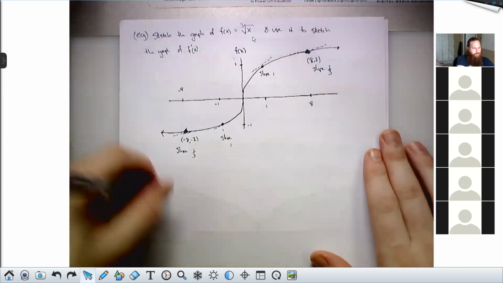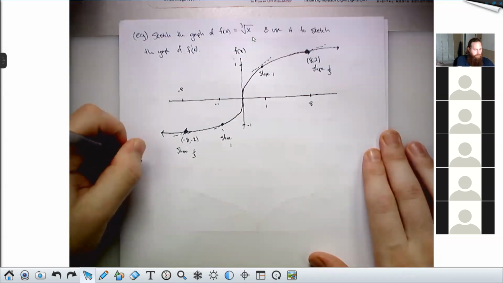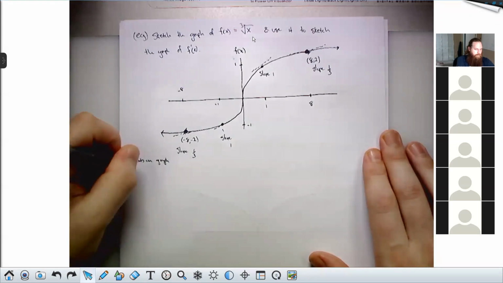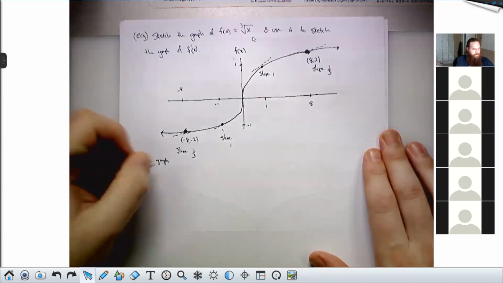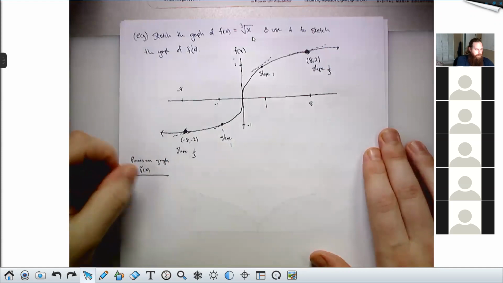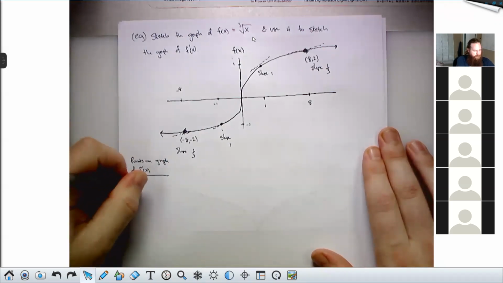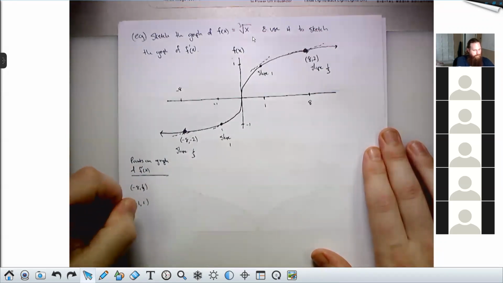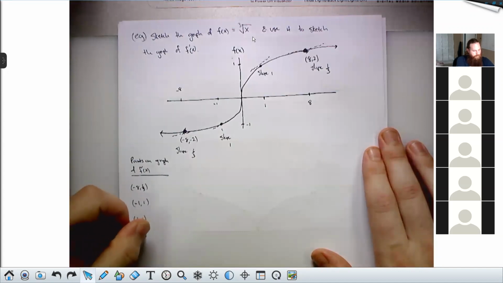So the points on the graph of f prime will be (-8, 1/3). Sorry, that's a 3. (-1, 1), (1, 1), and (8, 1/3).